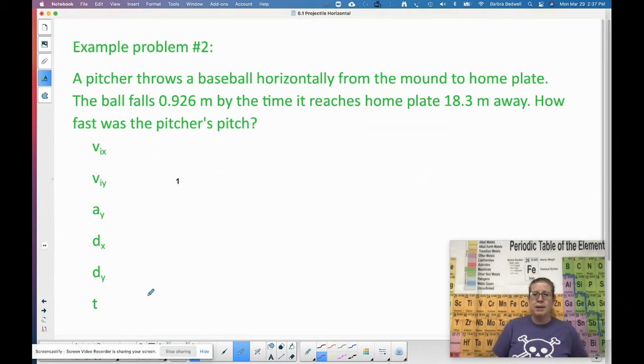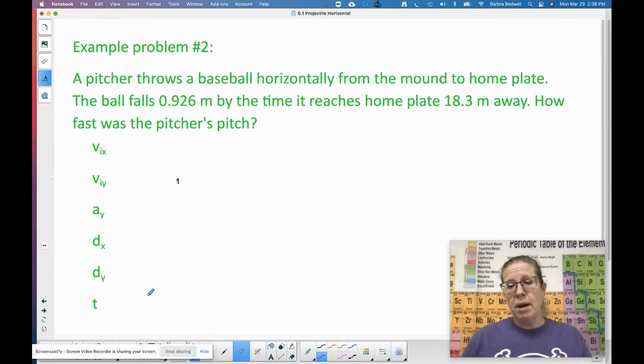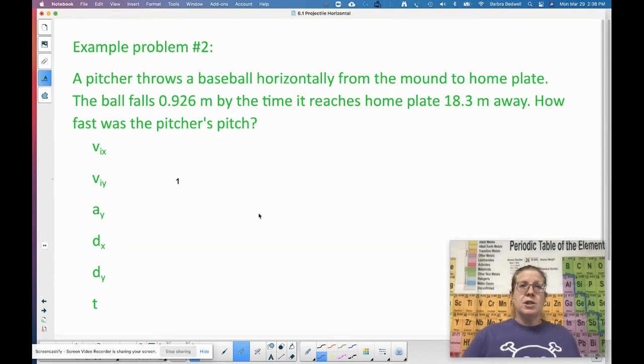Let's take a look at one more equation. So this is one that you can probably hit pause on. This would be a really good time for you to hit pause and see if you can start putting this one together. Similar kind of problem. So we've got a pitcher throwing a baseball horizontally from the mound to home plate. The ball falls 0.926 meters by the time it reaches home plate, 18.3 meters away. How fast was the pitcher's pitch? So again, this is a good spot for you to hit pause, see if you can draw it, and then identify variables, and then we'll come back and plug in the numbers. Like I said, this would be a good time for you to practice doing an example of horizontal motion for projectiles.